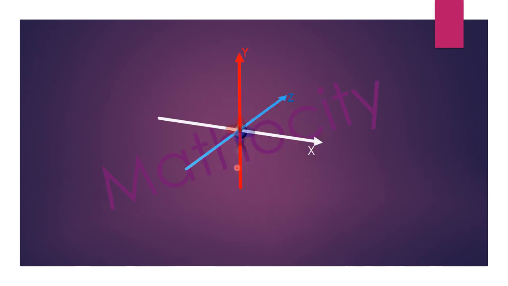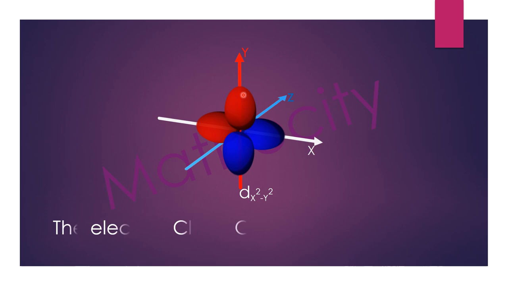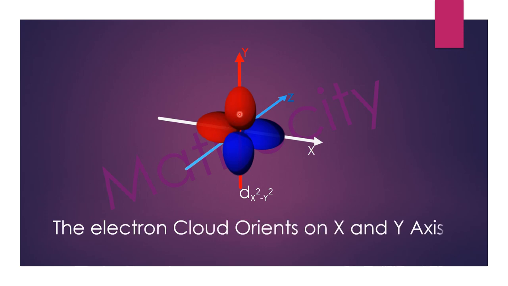Now, observe this animation, children. This is the x-axis and this is the y-axis. The electron cloud is oriented exactly on the x and y axes, not in the planes. So, if the electron cloud orients on the x and y axes, then it is dx square minus y square orbital. X square minus y square means the electron cloud is exactly oriented along the x axis and y axis.